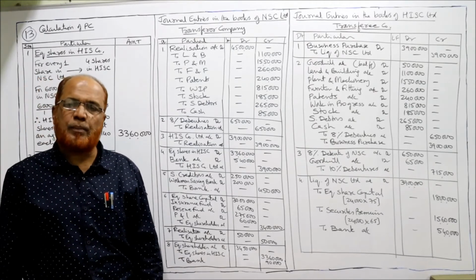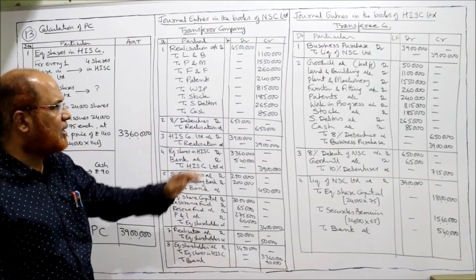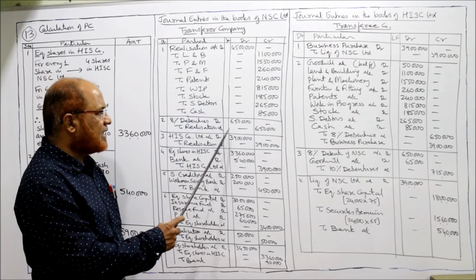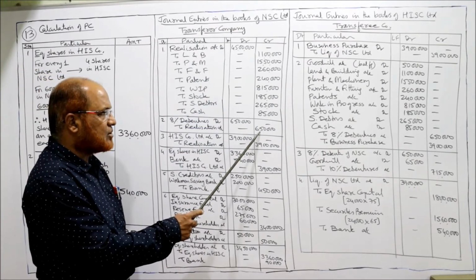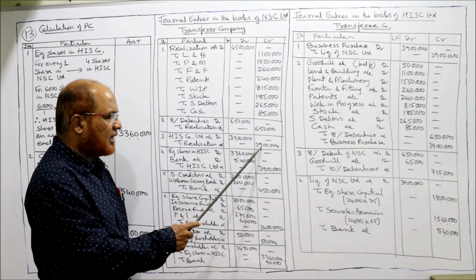Now we need to find out whether there is profit or loss on realization. By seeing these three entries we can find out. The second entry, realization account is credited by 6,50,000. Here realization account is credited by 39 lakh.